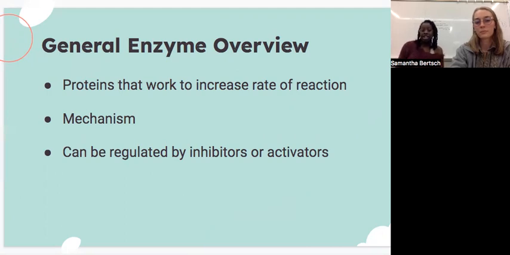Enzymes can be regulated, changing the amount of products that are produced. This can be done by either inhibitors, which will decrease the activity of the enzyme, or activators, which will increase the activity of the enzyme. One type of inhibitor is a competitive inhibitor. Competitive inhibitors work by binding to the active site of enzymes so that the substrate is unable to bind to the enzyme, which will ultimately decrease the enzyme's activity. This idea will be discussed later in the presentation.